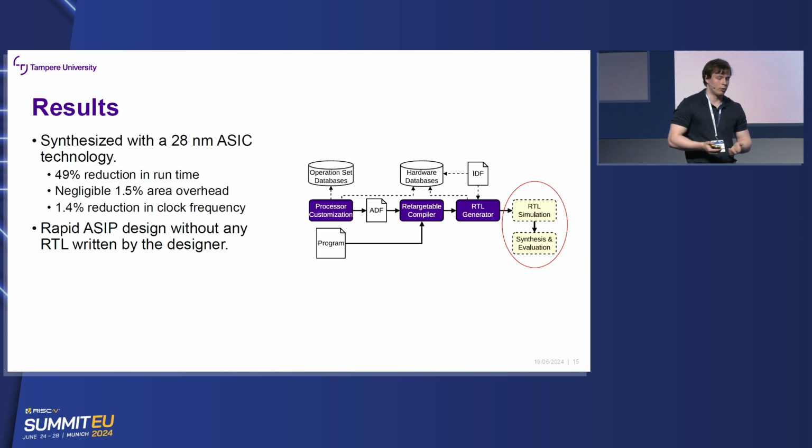Now, when we have the processor RTL and our application, we can synthesize it and run RTL simulation. And if we do that, we see that the execution time is roughly cut in half, but there's very little overhead in terms of area and clock frequency because the operations we were describing are very simple to implement in hardware. And we could do all of this without writing any RTL ourselves, so if you don't know hardware so well, this is a very good approach for designing processors.